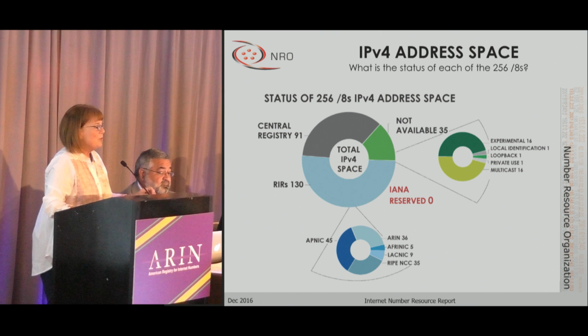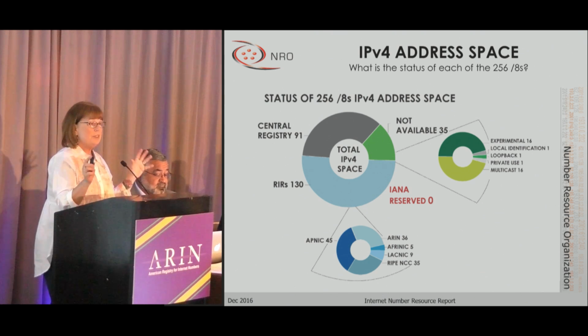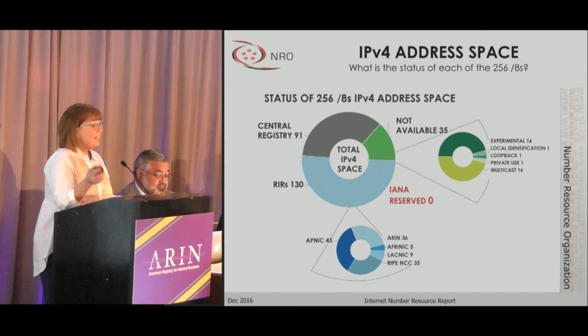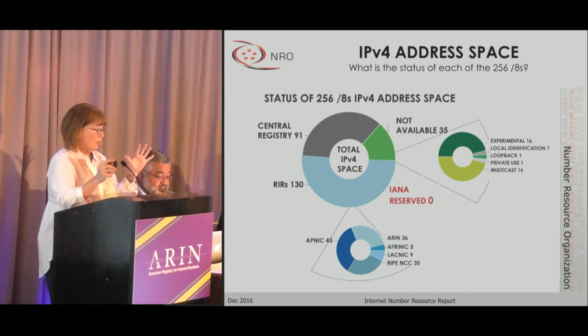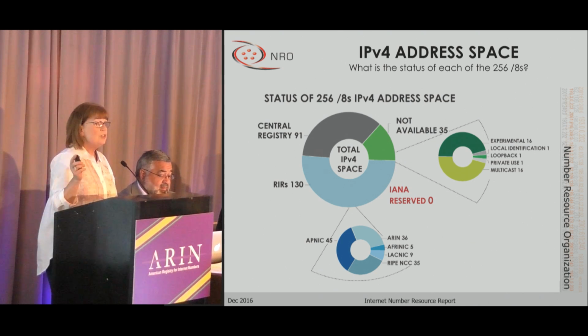Oh, okay. So the first slide might be one of the more interesting ones. This is the entire IPv4 address pool, and it shows how it's been divided over the years. So looking at the large pie over to the left, that's the total space. I'm going to start to the right with the not available space. There's 35 /8s that are being used by the technical community. They'll never be available to use by the RARs. And you can see how it's broken out: experimental, local ID, loopback, private use, and multicast.